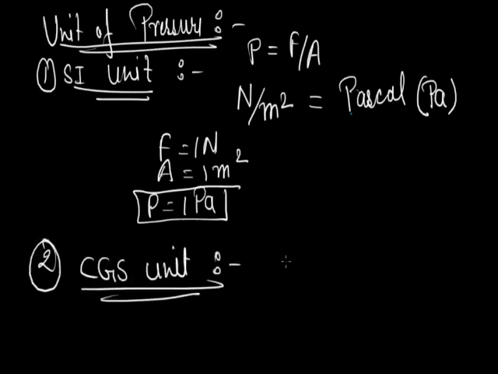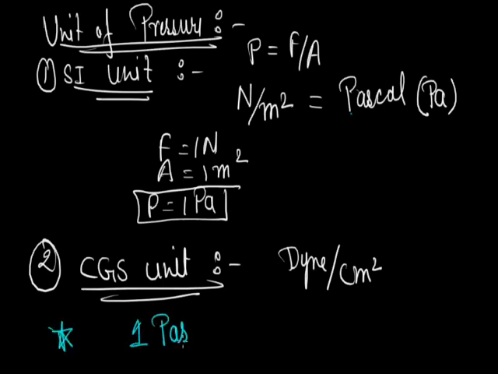As we know, the CGS unit of force is dyne, and the CGS unit of area is centimeter square. So the CGS unit of pressure becomes dyne per centimeter square. Now what is the relation between CGS and SI units of pressure? As we know, the SI unit of pressure is Pascal. So now we are going to find out the relation between Pascal and dyne per centimeter square, which are respectively the SI and CGS units of pressure.